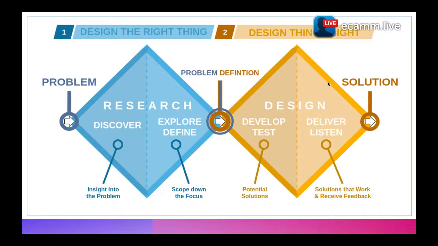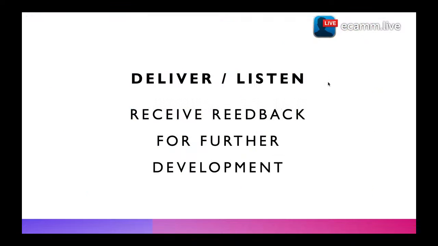As we can see in the double diamond process, once you've delivered and listened, you develop it further and iterate the prototype again and again, and finally you have a solution that you can present to your end user.